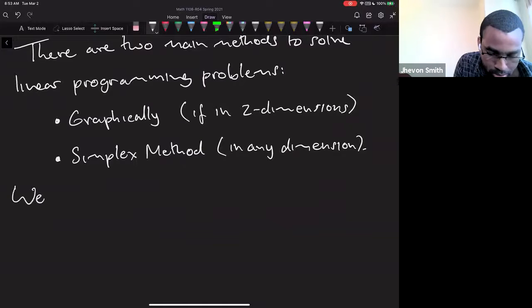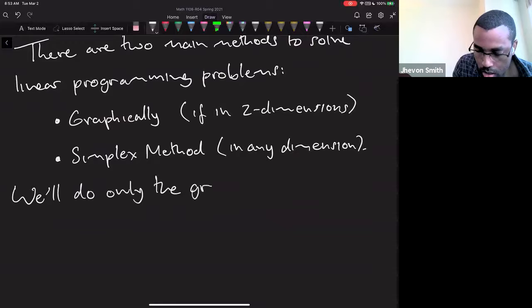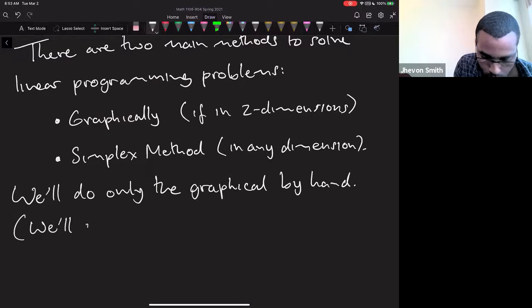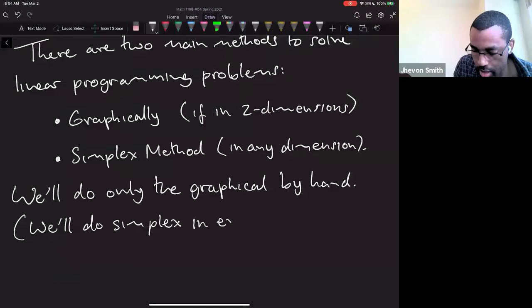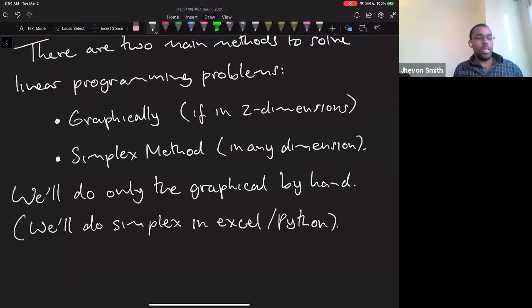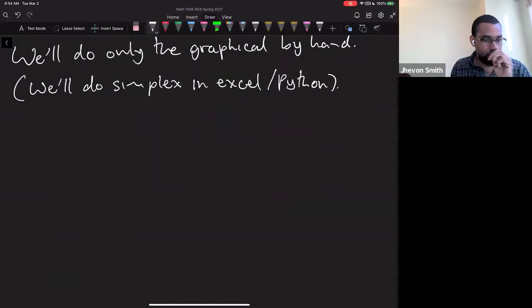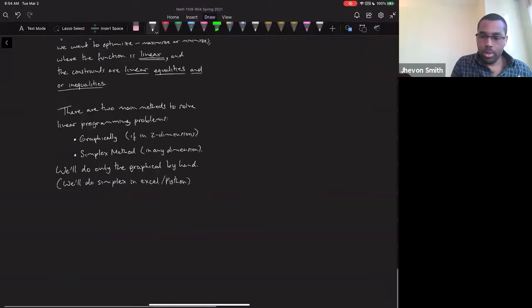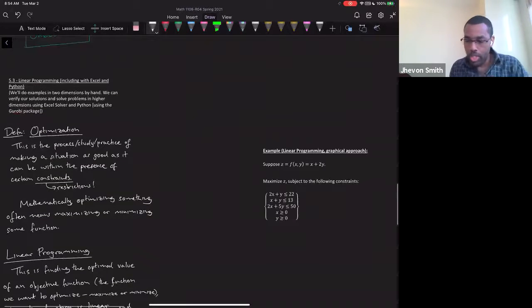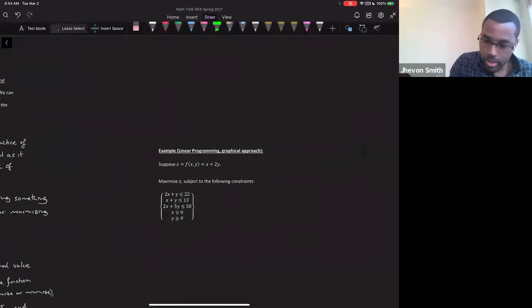Like I said, we'll do the graphical. We'll do simplex in Excel, Python. Okay, so for now, we're going to do things by hand. Okay, let's do that example. And I'm going to kind of work through an example here to show you how a linear programming problem would be solved.